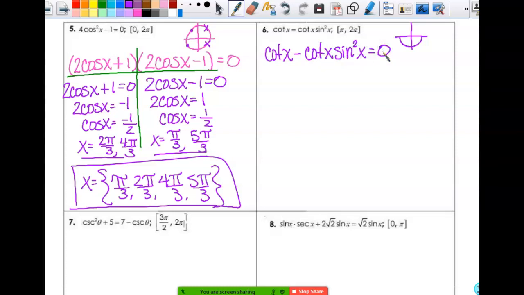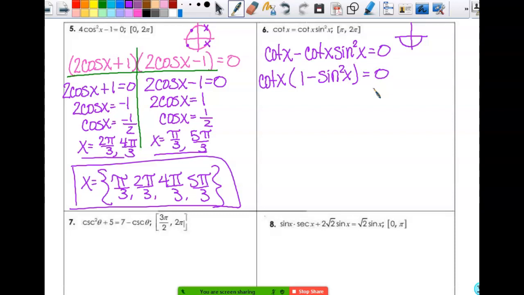Are the cotangent x going to cancel out? No, because that doesn't make any sense, right? That's not how we combine like terms. Is there something I can factor out? I can factor out a GCF. So I'm going to factor out my cotangent x. That leaves me with 1 minus sine squared x equals 0.